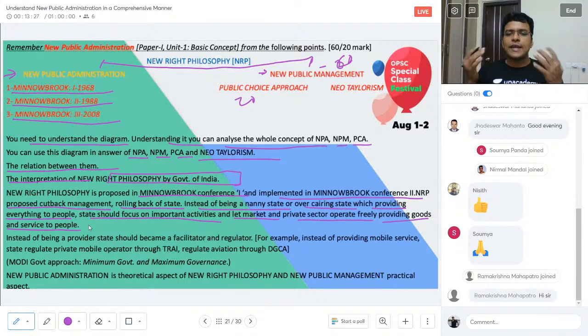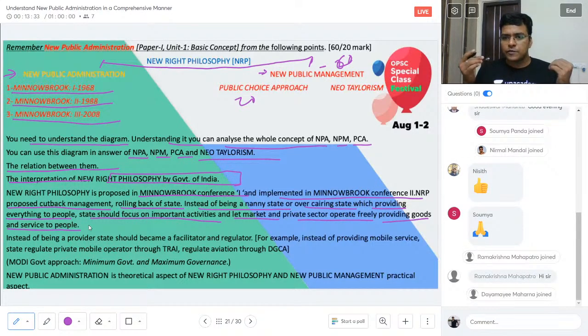Just listen, what is a nanny state? You know who a nanny is. Taimur's nanny is very famous, so you all know what a nanny is. A nanny means someone who cares for children. So when we call a state a nanny state, it means an over-caring state. I'm just giving you an example.